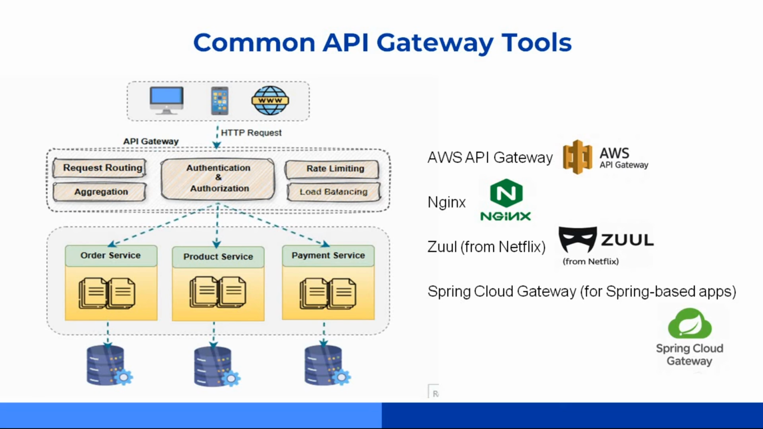Number 4, Spring Cloud Gateway. And finally, if you're building your microservices using Spring Boot, then Spring Cloud Gateway is your best friend. It's built for Java developers, works great with the Spring ecosystem, and is super easy to configure. You can define routes, filters, authentication, and other rules either in Java code or YAML files. It's reactive, cloud native, and just makes life easier for Spring developers.